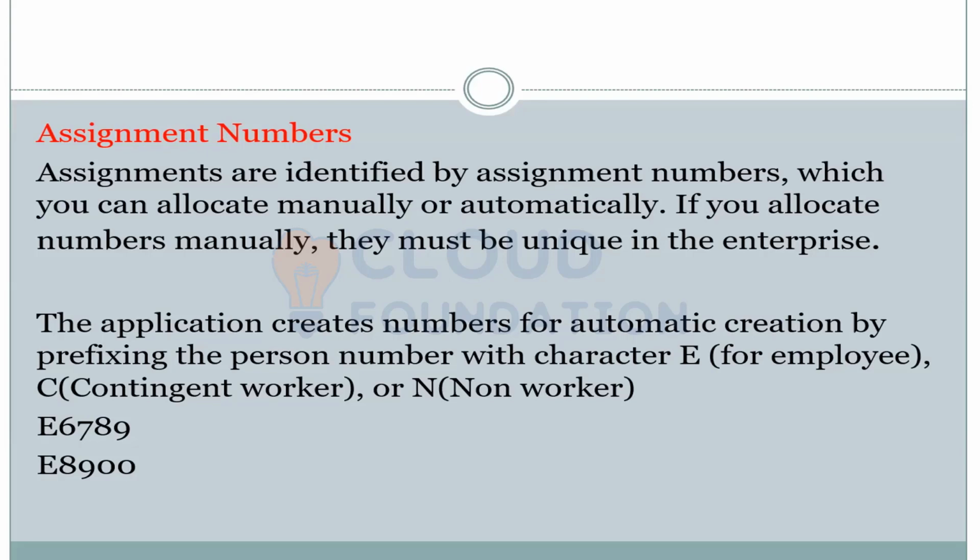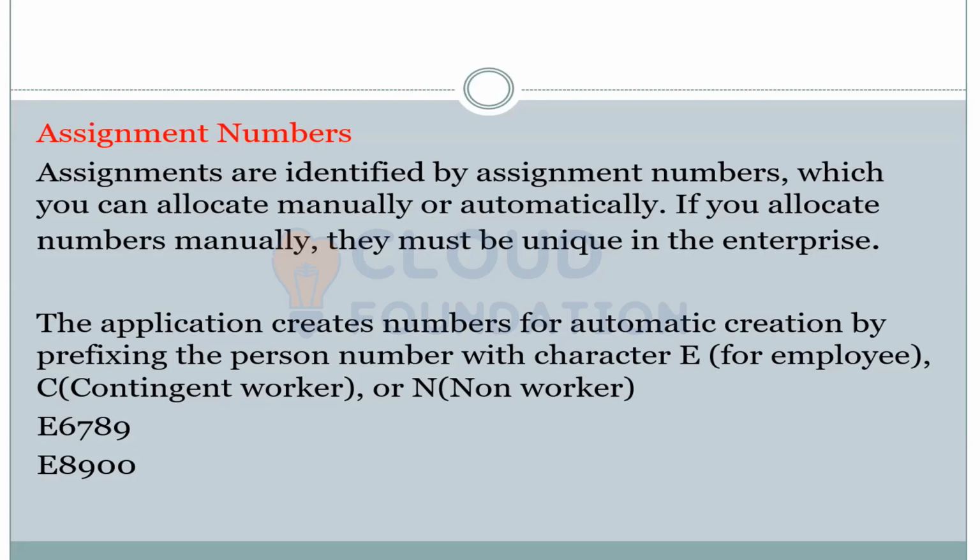Okay. So what are assignment numbers? Assignments are identified by assignment numbers, which you can allocate manually or automatically. If you allocate numbers manually, they must be unique in the enterprise. So either you can allocate assignment numbers manually, or you can allocate them automatically. These are the options available.